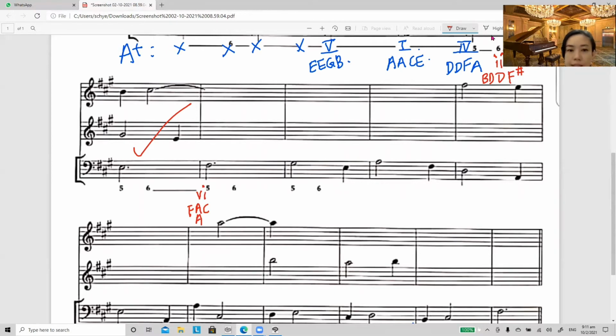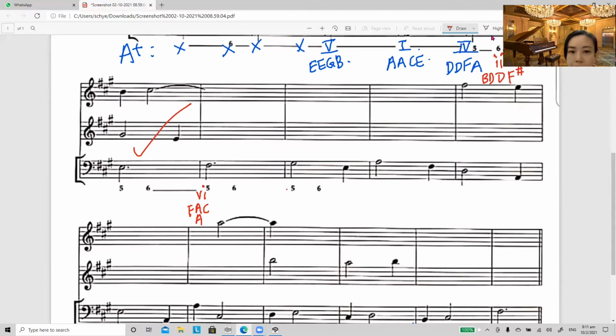note. Okay, so if you haven't studied the rules of doubling, you can Google. There are plenty of websites that introduce which note to double for certain chords. So if you haven't studied that, you can Google and find out the rules of doubling first before coming to fill the notes. The next one, 6.